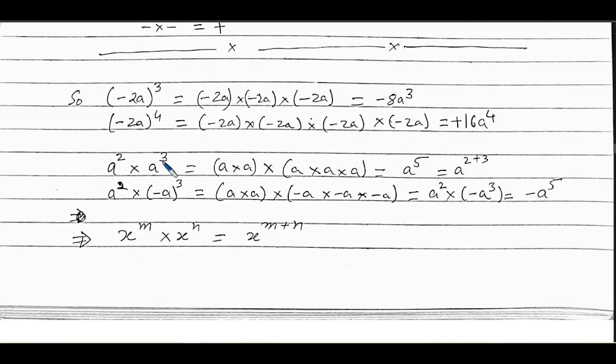What is a square into a cube? That is a into a times a into a into a, that is a to the power 5. So a square into a cube, I can write as a to the power 2 plus 3. And a square into minus a cube is what? This is a into a, and minus a into minus a into minus a, 3 times. So now I know minus into minus is plus, plus into minus is minus. So I will have a negative sign, and there are 5 a's. So minus a to the power 5. Okay. So from here you can see that x to the power m into x to the power n is always x to the power m plus n.